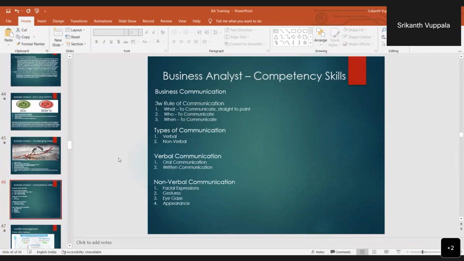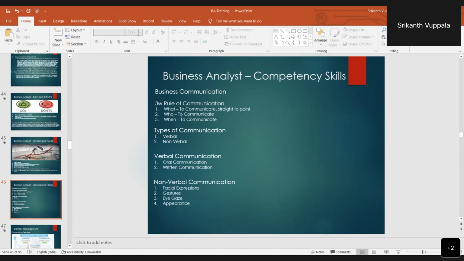A business analyst should have basic communication skills. He should be good in communicating with the business. So we have to follow a 3W rule. That means what to communicate with the stakeholder. We should not beat around the bush. We have to discuss the point straight away with the stakeholder.